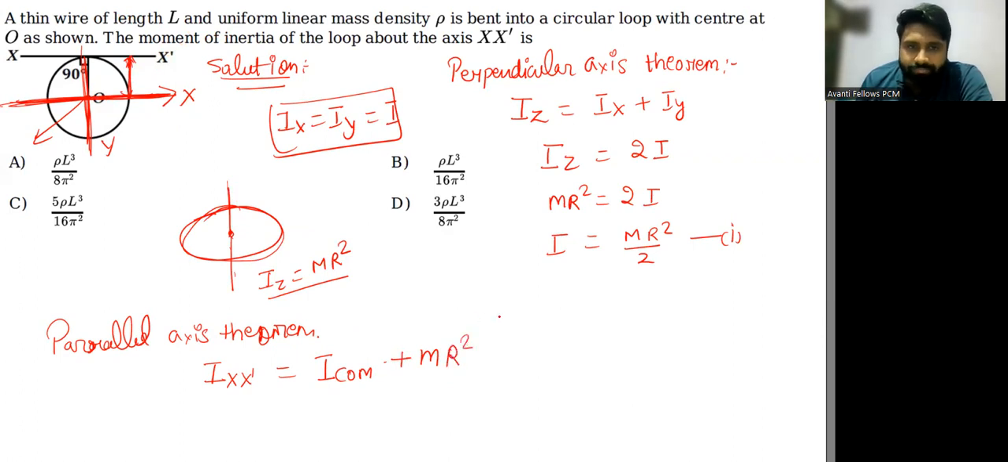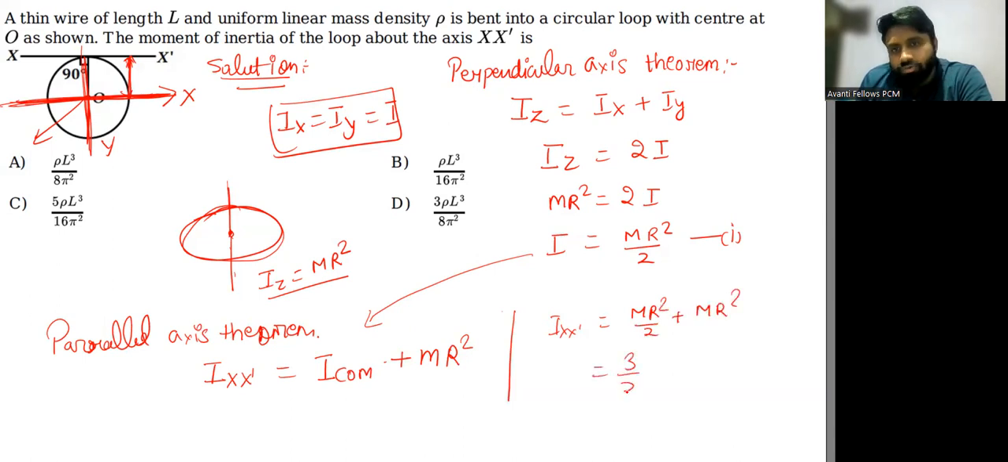It is r square. Now put the value of I here. So I xx dash will become mr square by 2 plus mr square. So it is nothing but 3 by 2 times mr square. Now, in the question, the length is given to you and the mass density rho is given to you. So we'll calculate the mass and radius in terms of this length and mass density.